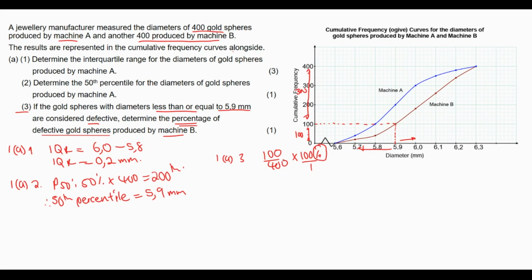So it becomes 1 over 4 times 100, which is 25%. So that's the percentage of what? Of defective gold spheres produced by machine B.